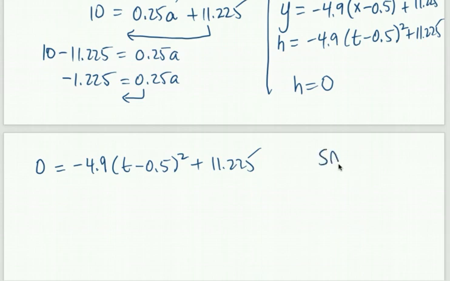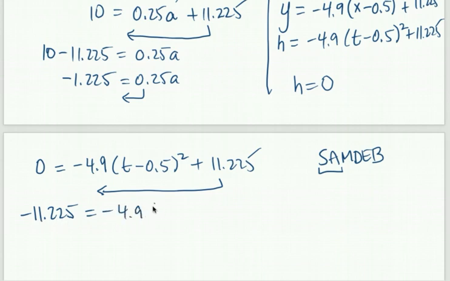Remember, when you're solving for a letter, we're going to use SUMDEV. Anything that's added or subtracted will move first. So this is added, so we're going to boot that out of there, throw it on the other side. Then it'll be negative 11.225, and then the rest of the stuff that's left behind. So we took care of the adding and subtracting. Now we're going to deal with anything multiplied and divided. That's this 4.9, so let's move that out of there.